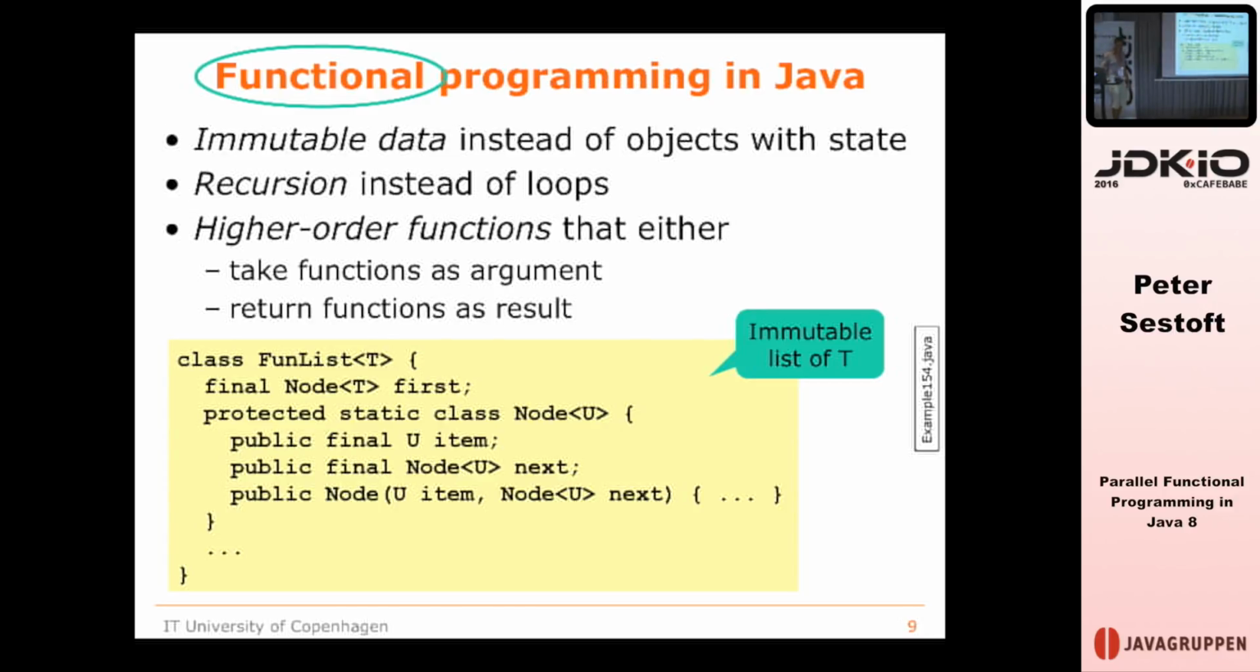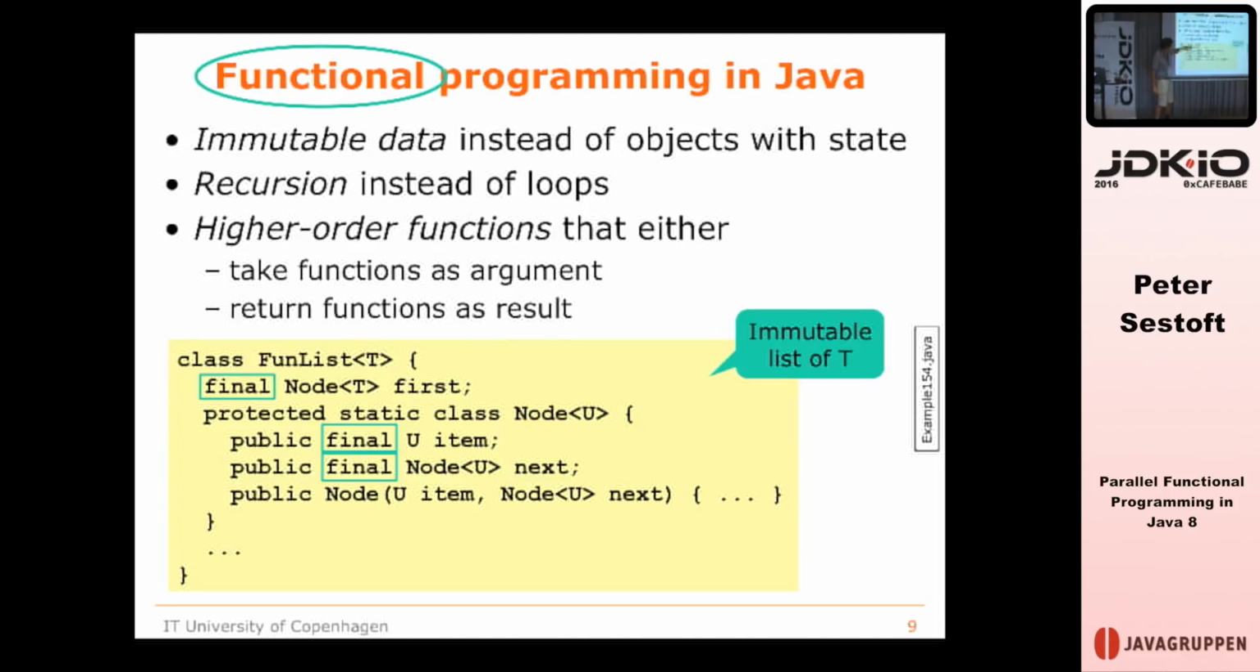So what is functional programming actually, compared to other sorts of programming? I think there are three things that characterize functional programming. We work with immutable data instead of objects that have state. We have recursion instead of loops, and we use higher order functions. A higher order function is a function that either takes a function as argument or returns a function as result.